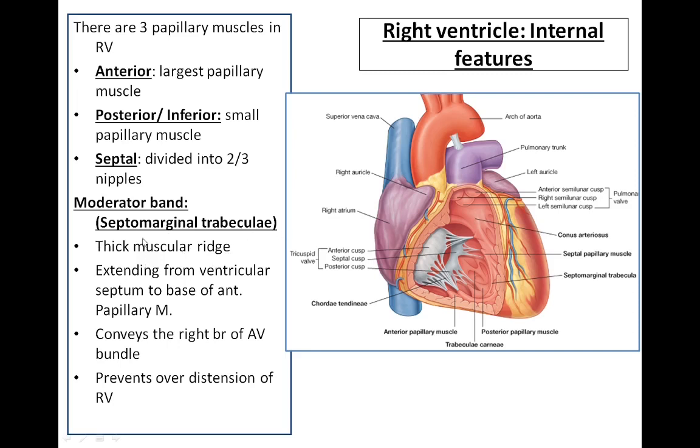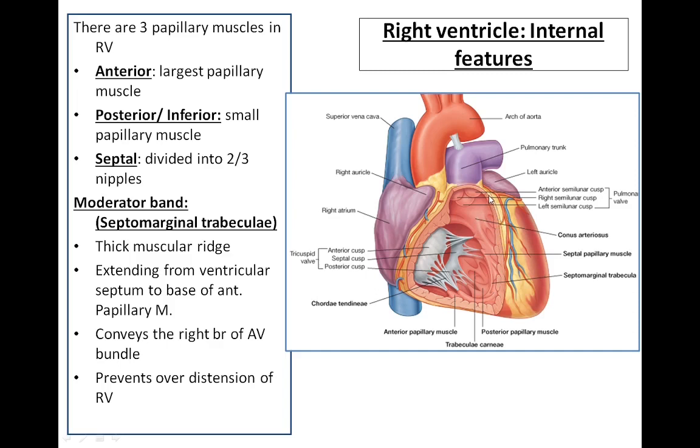Now there is the moderator band or septomarginal trabecula. This is a thick muscular ridge extending from the ventricular septum to the base of the anterior papillary muscle. Suppose this is our anterior papillary muscle. Now it is extending from the ventricular septum. This is our interventricular septum, because this is the right ventricle and this is the left ventricle.